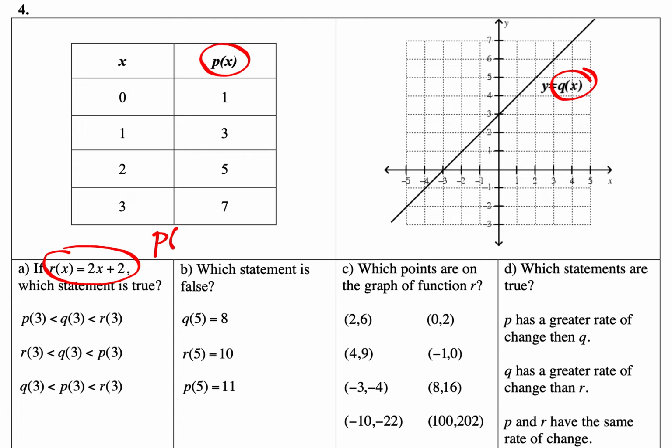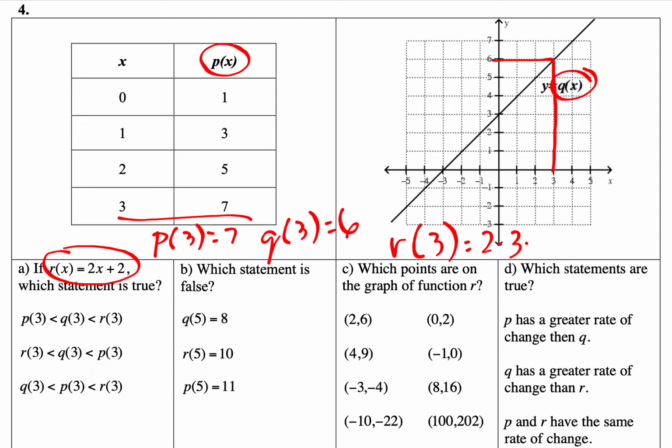Well, P of 3 is 7. We can see that right here. Q of 3 is right here, 6. And R of 3 is 2 times 3 plus 2. That's 6 plus 2, which is 8. So in order, Q is the smallest, followed by P at 7 and R at 8. So we need to go Q, P, R, which is this last one. That will put them in order when the input value is 3.